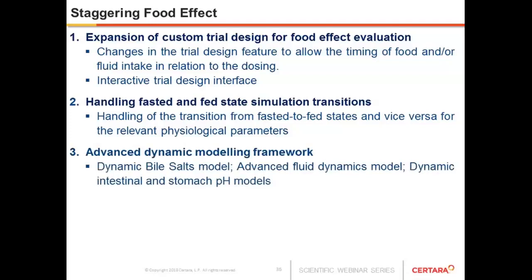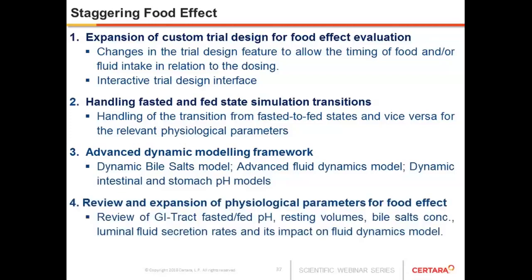The third important aspect is the advanced dynamic modeling simulation framework, and this was important because we wanted to handle fast and fed state simulations. Many of the physiological parameters like fluid dynamics, intestinal and stomach pH models, and also the bile salt model were static models in version 17 and before. So to handle the dynamism between fast and fed state, we have come up with an advanced dynamic modeling framework, which I'll explain in a couple of slides ahead.